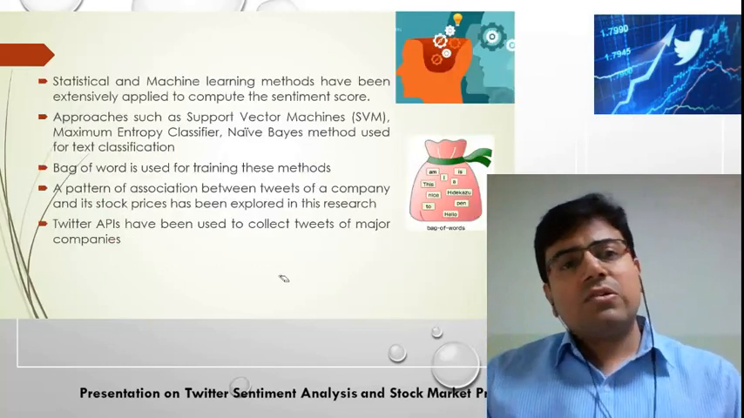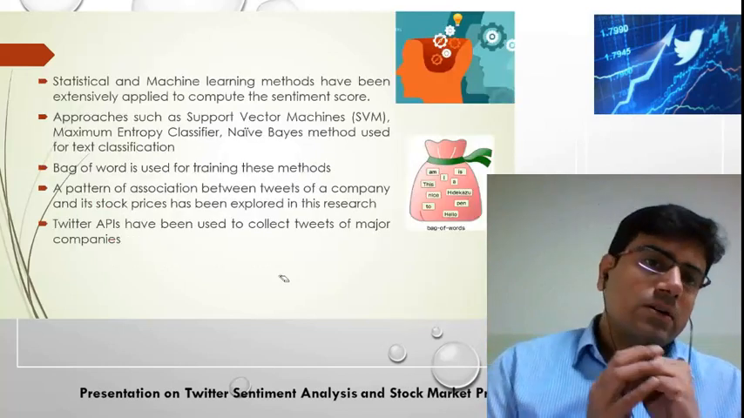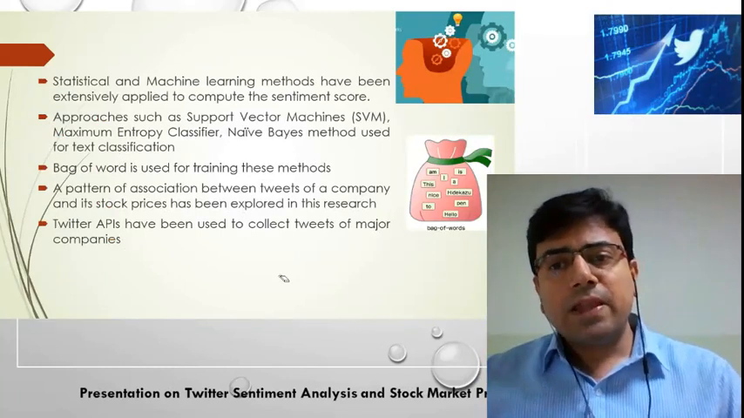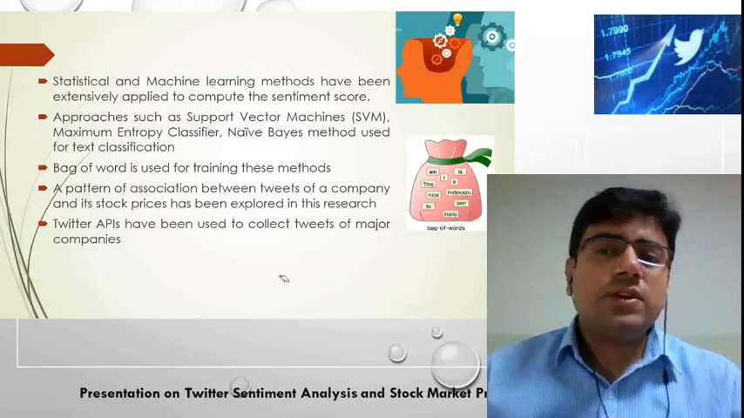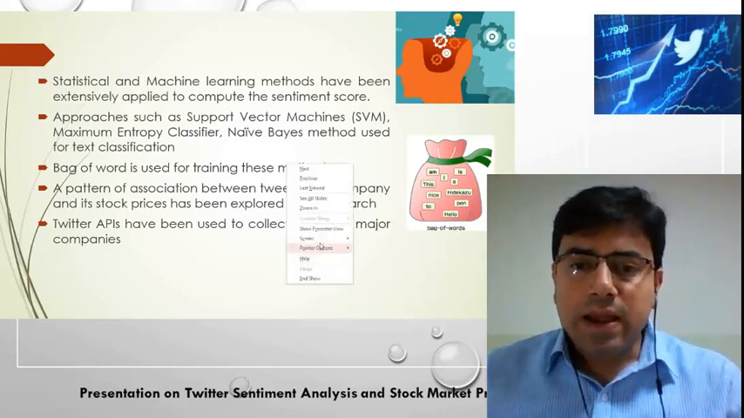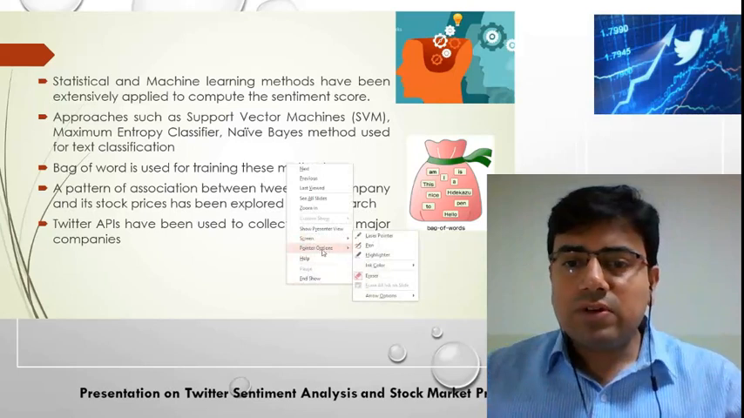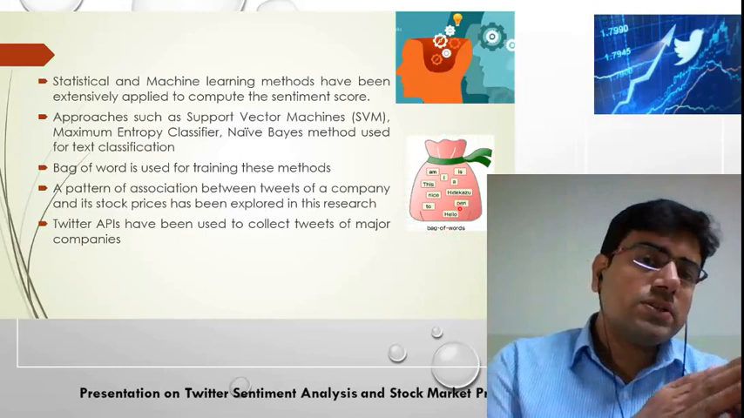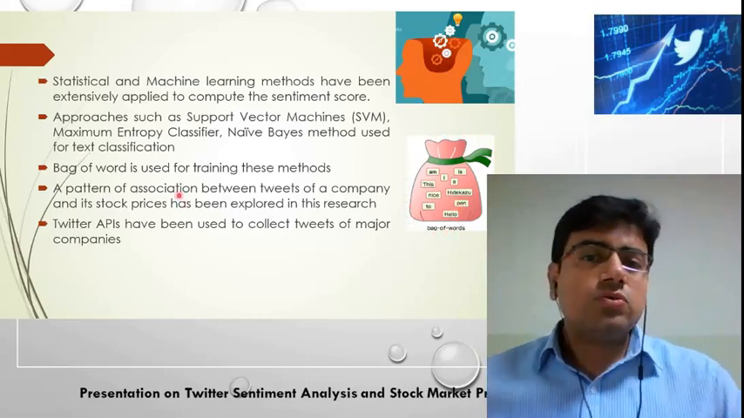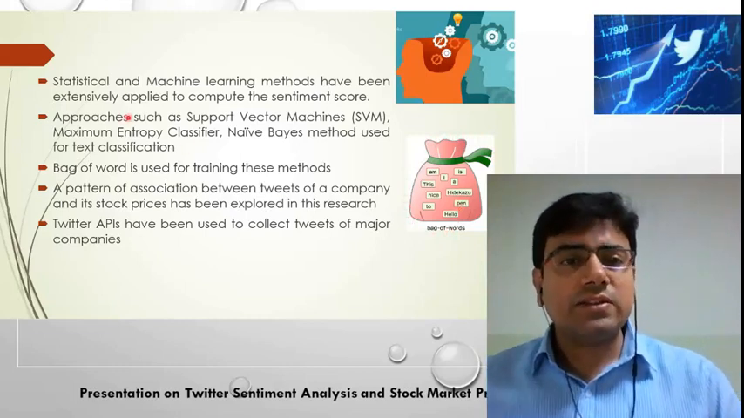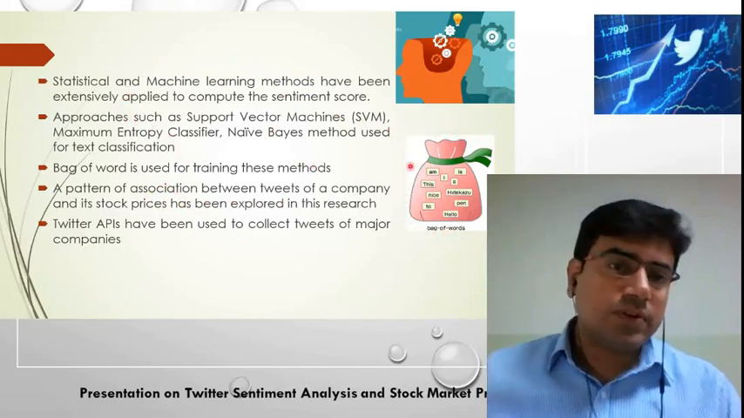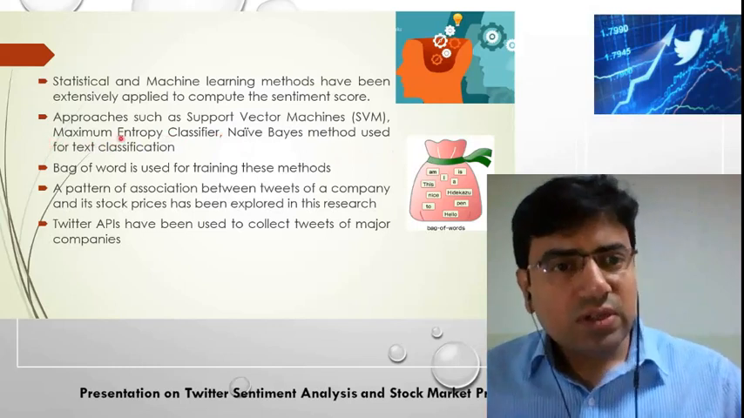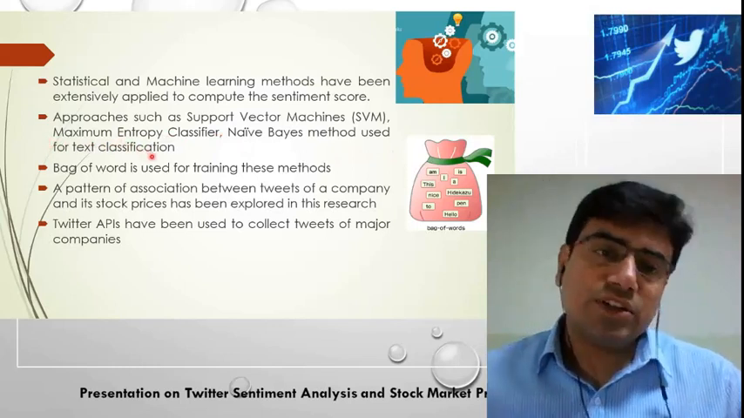There are other ways of computing the sentiment of a given text using statistical and machine learning techniques. Initially, given the training set, we usually identify the bag of words, which consists of all the important words that can be used to train the machine learning techniques. Machine learning techniques such as support vector machines, maximum entropy classifier, and Naive Bayes methods are used for sentiment classification.